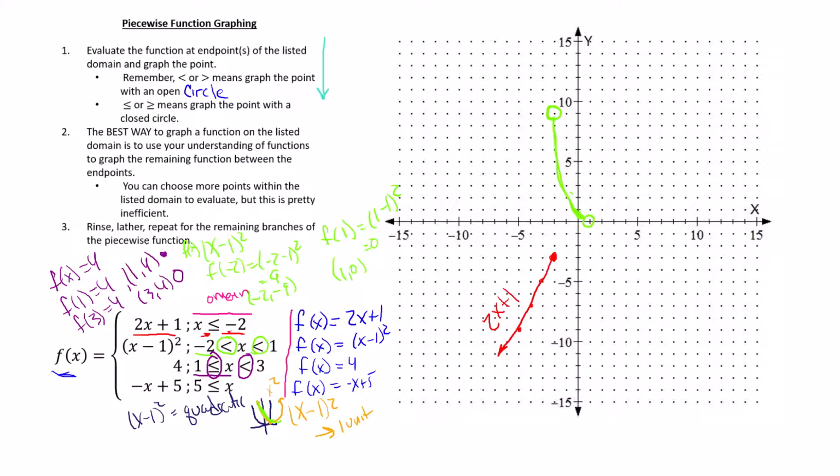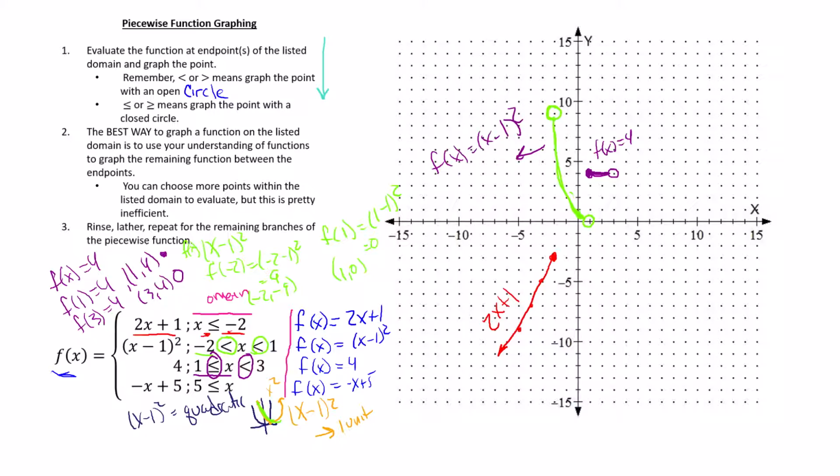At 1, 4, we have a closed circle. At 3, 4, we have an open circle. And using our knowledge of functions, it's a constant, so it's just a straight line between those two. So this is f of x equals 4. This branch here was f of x equals (x minus 1) squared.